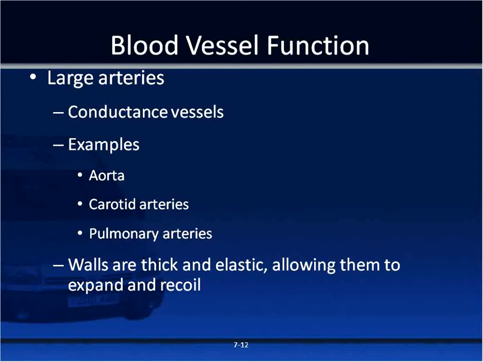When ventricular contractions occur, blood pressure rises and the walls of the large arteries expand. Blood pressure falls with the ventricular relaxation and arterial walls recoil. The elasticity of large arteries lessens the variations in pressure exerted in the smaller arteries.